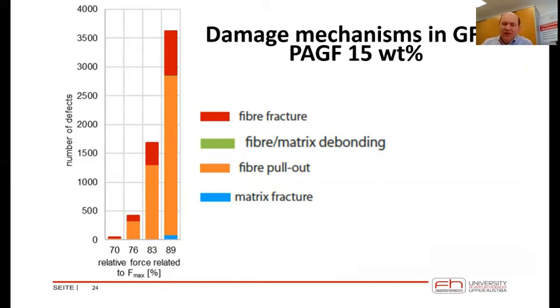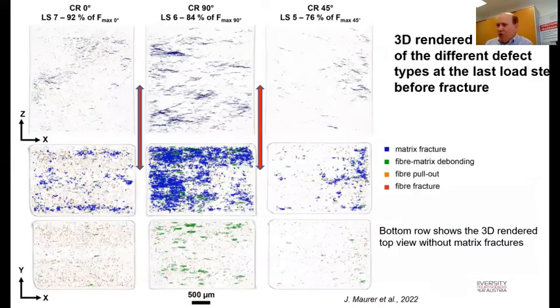However, these different damage mechanisms depend on the materials, on the fibers, on the polymer, on the connection between the fibers and the polymer, and also on the fiber orientation. And this is shown here. Here we have fiber orientation 0 degrees. So this means the fibers are oriented parallel to the tensile force. Here we have 90 degrees. So the fibers are oriented perpendicular to the force. And here we have a fiber orientation of 45 degrees.